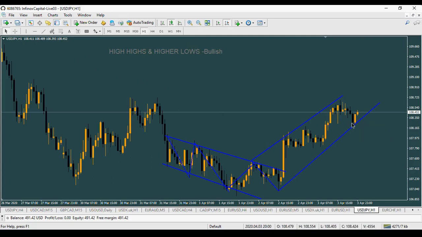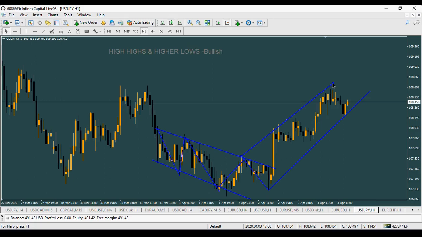Who can tell me what the market is going to do right now, from just this pattern that we are seeing? Where is it going now? Is it going to form another higher high or another higher low? You can tell me. Put it in the chat box.